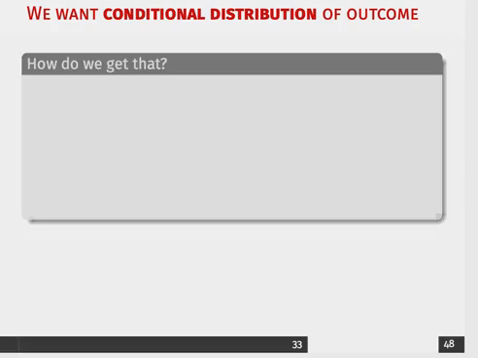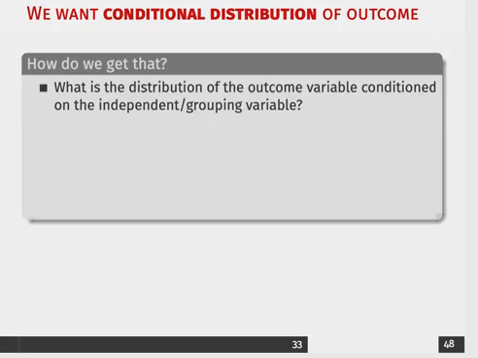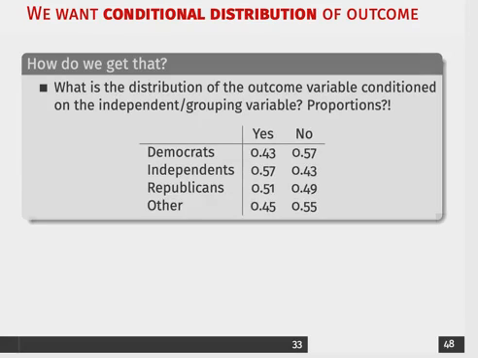What we really want is some sort of conditional distribution of the outcome, right? Given the likelihood that I am a Democrat, what is the likelihood that I support an abortion policy? So how do we get that? We need a distribution of the outcome variable that's conditioned, right, on being part of that grouping. So let's break it down into proportions first.